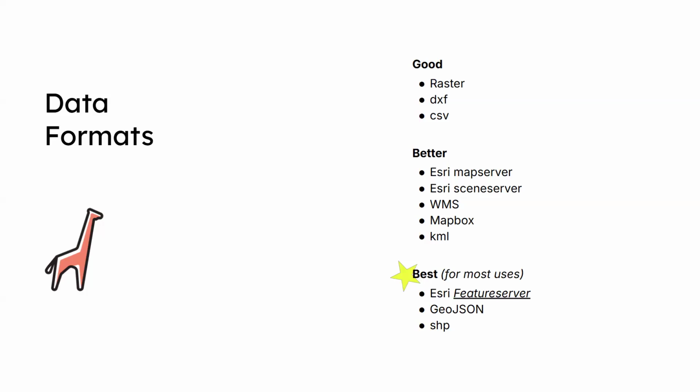Better, I would say, is Esri Map Server, Scene Server, WMS, Mapbox, and KML. The reason I put these all in better is because they often have much more information attached to the polygons or the points or the lines contained in that data set. So that when you do some map queries, when you right click on the map to see what that information is, you can actually see additional things. All of these formats will be natively georeferenced. So when you add them into Giraffe, they're going to go in the right spot, which makes it really easy.